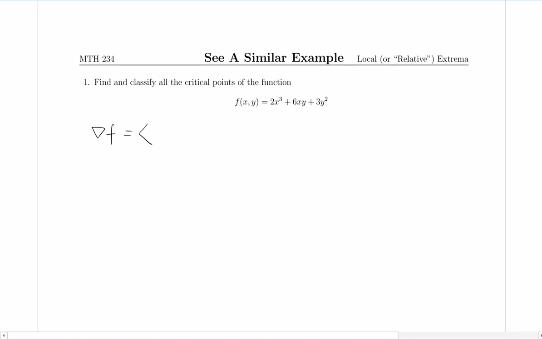So the partial derivative with respect to x is 6x squared plus 6y. So let's factor out the 6. And the y derivative is 6y plus 6x. And again, let's factor out the 6.